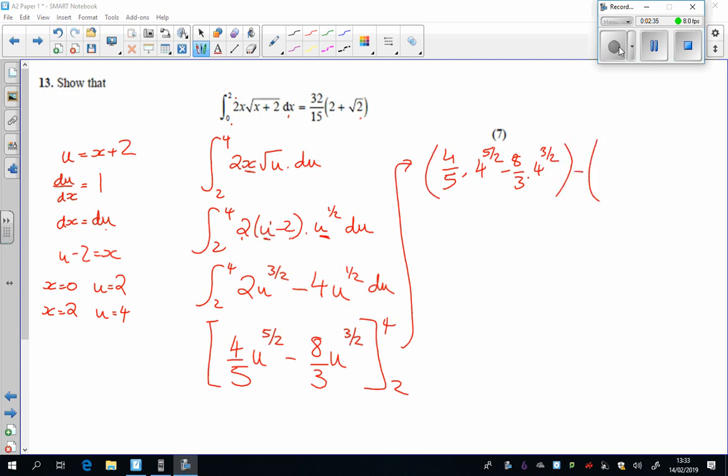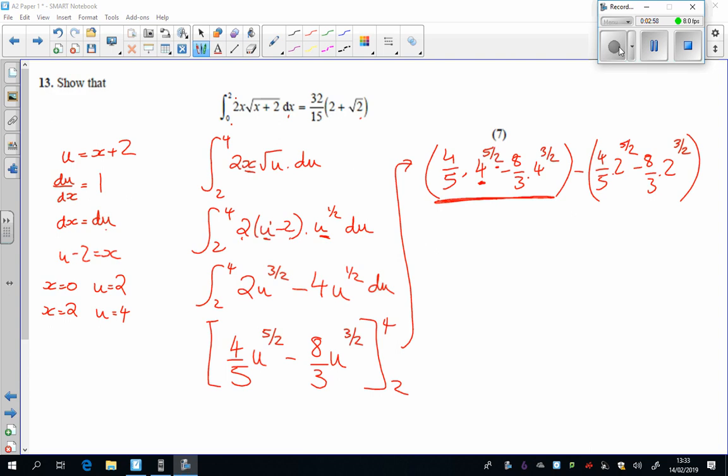And then we're going to take away 4/5 of 2 to the 5 over 2 and 8/3 of 2 to the 3 over 2. And we're going to work those ones out. Again, it's really no calculator. To be honest, this one you could do on the calculator, but let's show you how you don't. So I'm doing 4 here square rooted. 4 square rooted is 2.